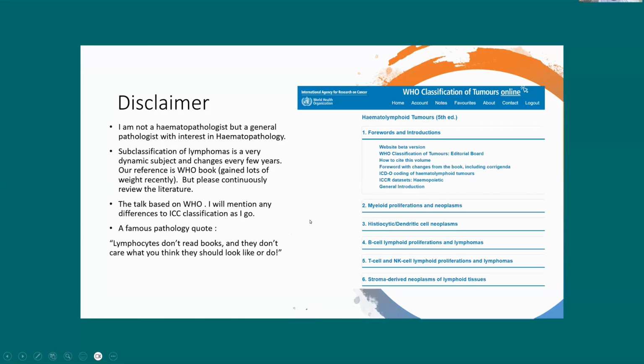The talk is based on the WHO. I will mention any differences in the ICC classification as I go. As you know, there are two groups, but the general framework, I believe, is the same between those two groups. And you have to remember that lymphocytes don't read books and they don't care about what you think they should like or do. So what we will be saying here are general terms, general features, but each lymphoma likes to change one or two things of the general features that we see.